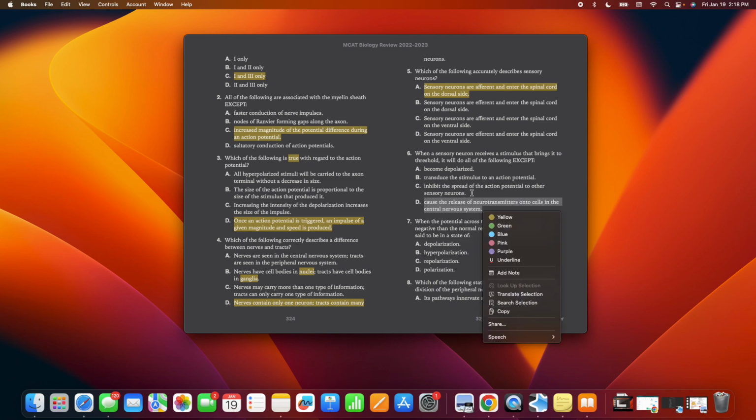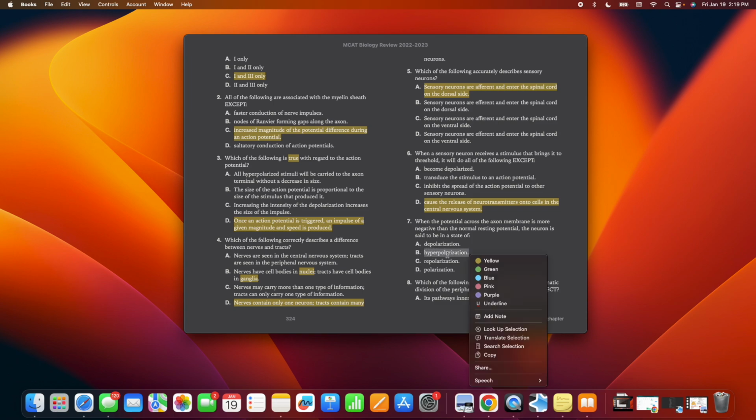I would go with D being false over C, but we'll see. When the potential across the axon membrane is more negative than the normal resting potential, the neuron is said to be in a state of... So when the potential across the axon membrane is more negative than the normal resting potential, it's hyperpolarized, so a state of hyperpolarization. Which of the following statements concerning the somatic division of the peripheral nervous system is incorrect?